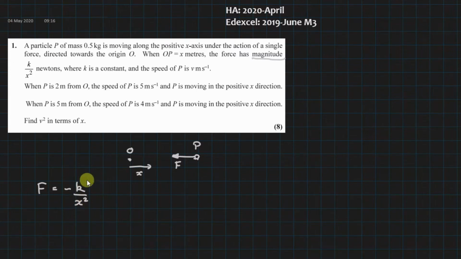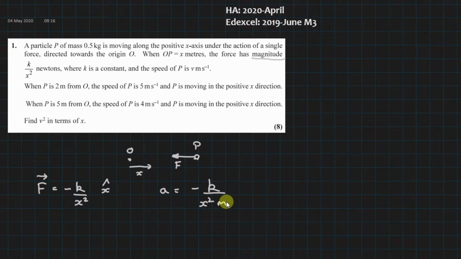Now, if I want to turn this into a vector, the vector part doesn't come from that x squared, it comes from what you define as your positive direction. So the bit that's missing is this minus, because it's in the opposite direction to the displacement of x. Where k is a constant and the speed of P is v meters per second, and then we're given two situations to solve for. So we need to resolve all of this in terms of x. First, turn this into a equals minus k over x squared m.